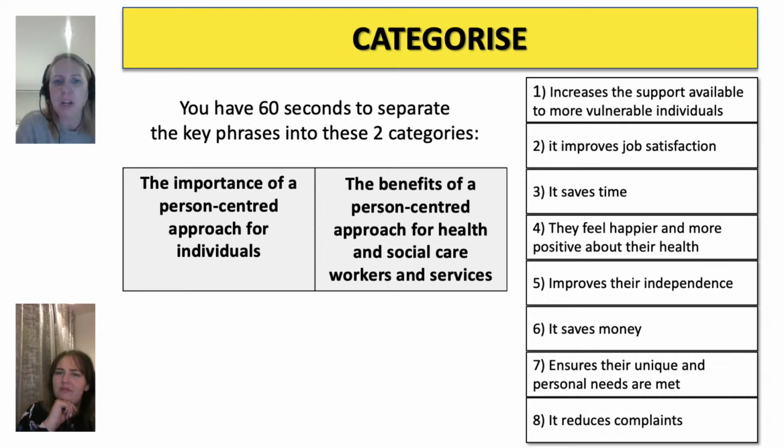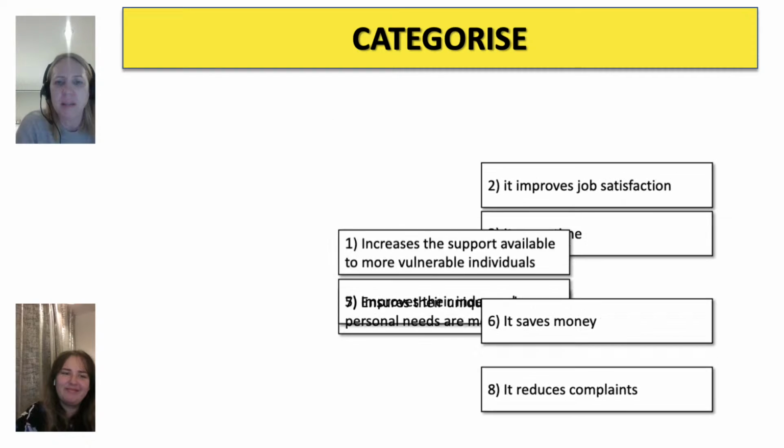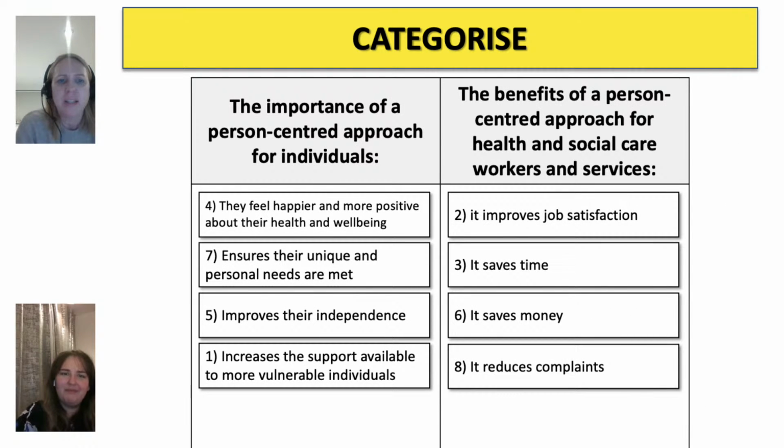Yeah, brilliant. Shall we have a look then? Shall we see how we've categorized them? Let's have a little look. So yeah, what have we got there, Laura, then? So we've put number 1 as importance for the individual, so increases the support available to more vulnerable individuals. We've got that it improves their independence, so number 5. Number 7 ensures their unique and personal needs are met. And number 4, they feel happier and more positive about their health and well-being. And then for the benefits to the workers and service, it improves job satisfaction. It saves time, it saves money, and it reduces complaints.